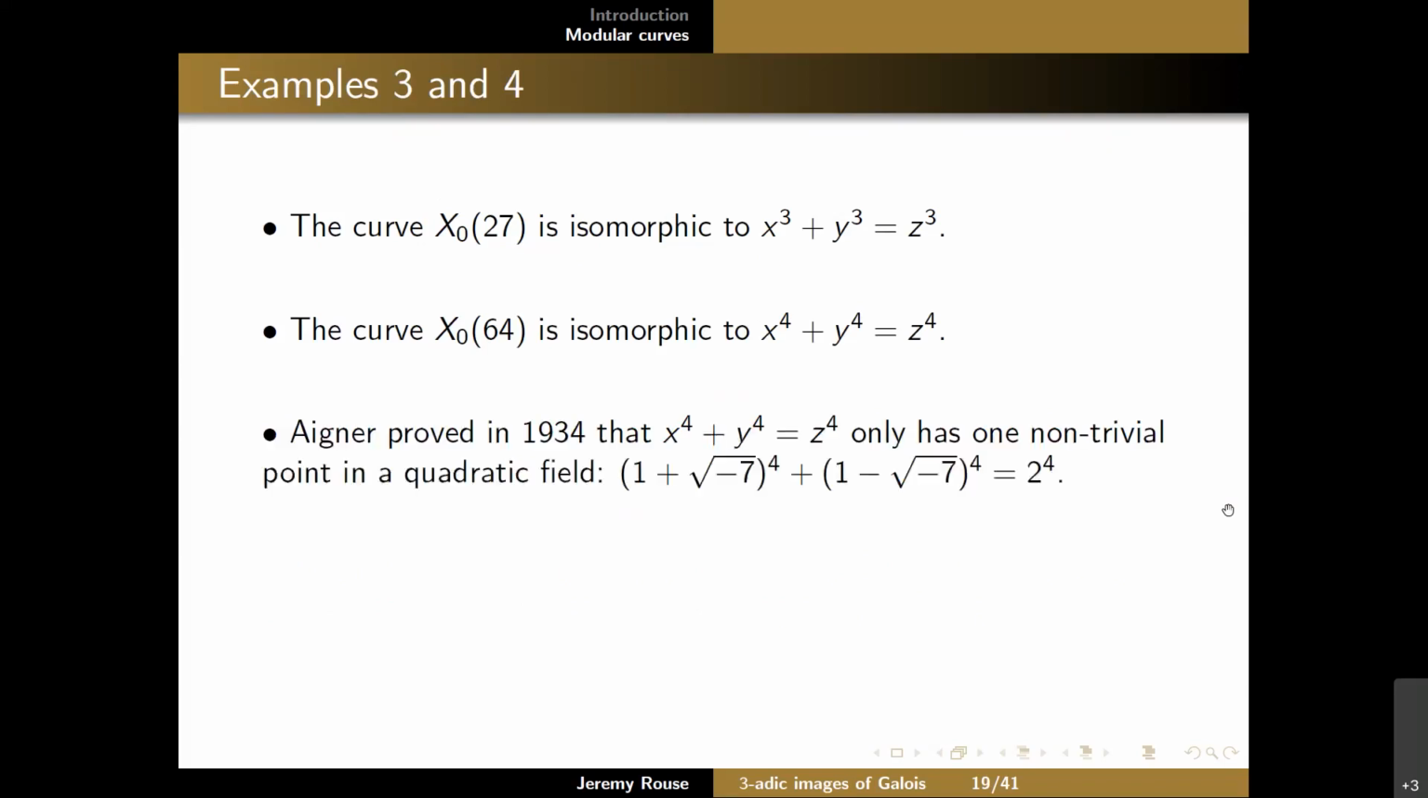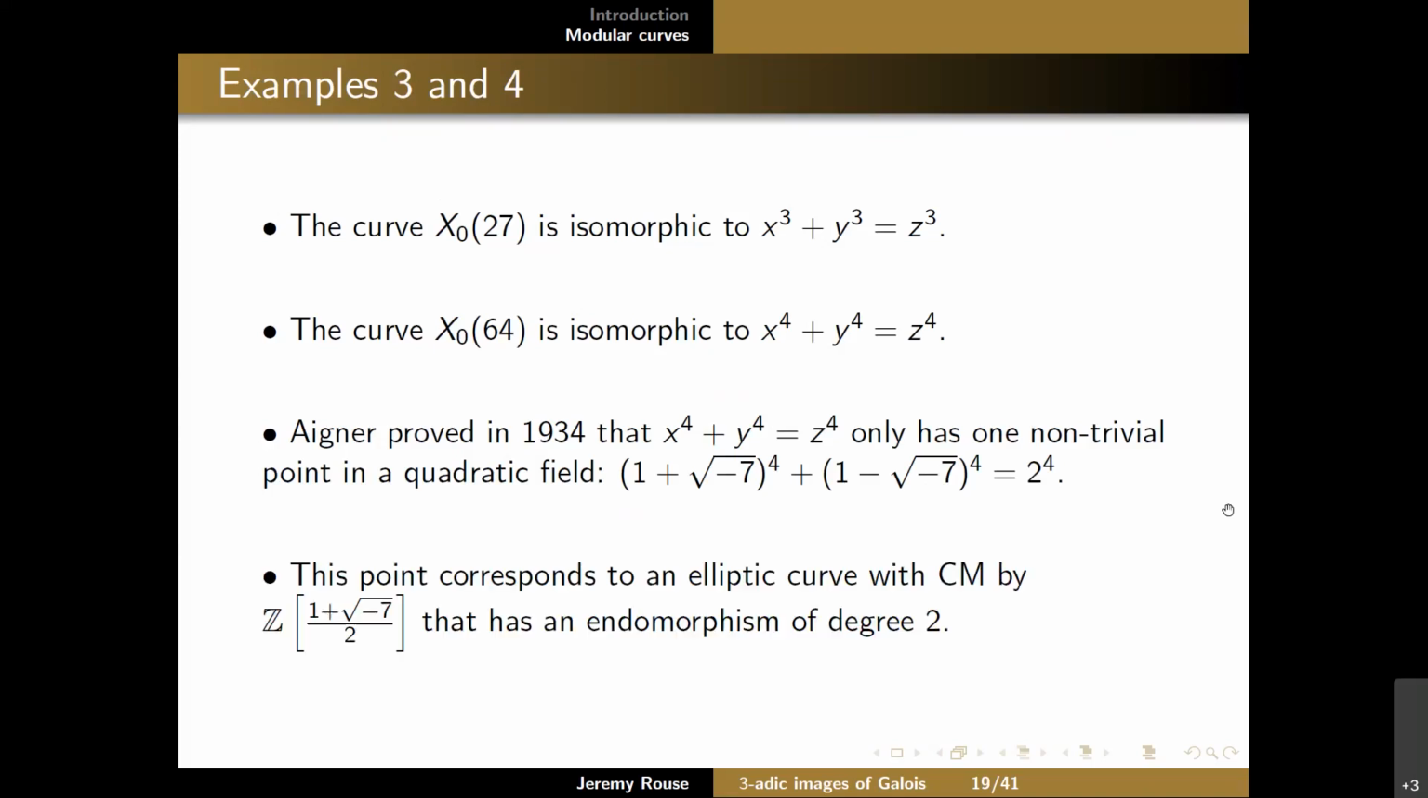So it was proven in 1934 that there's only one non-trivial quadratic point on X0 of 64, and here it is: 1 plus root negative 7, 1 minus root negative 7, and 2. And because X0 of 64 parameterizes elliptic curves with 64 isogenies, that means that there has to be an elliptic curve over Q adjoin square root of negative 7 with a 64 isogeny. In fact, this curve is a CM elliptic curve, a curve with CM by 1 plus square root of negative 7 over 2.